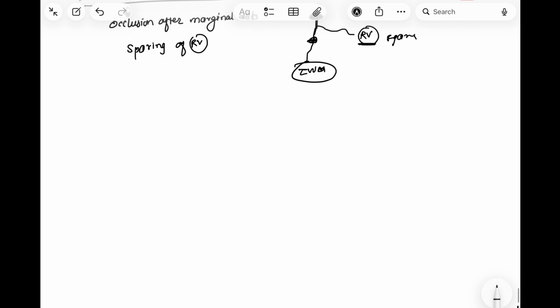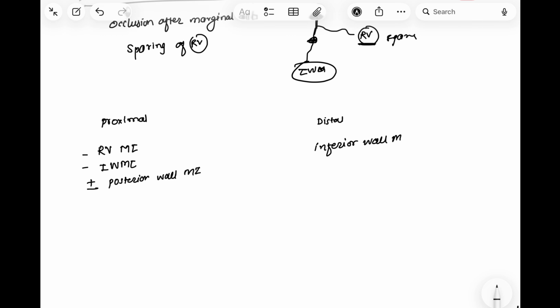Right? To summarize, let's see proximal and distal. Here we can get right ventricular myocardial infarction, right? Also, we can get inferior wall MI, and there will be plus minus posterior wall MI. What about the distal RCA? There will be only two things: inferior wall MI, or there will be presence or absence of posterior wall MI.